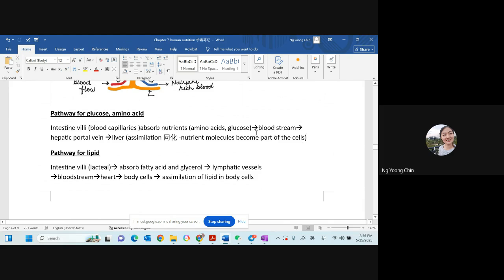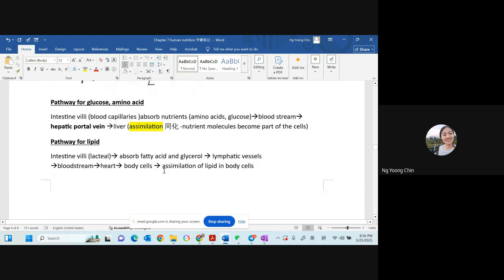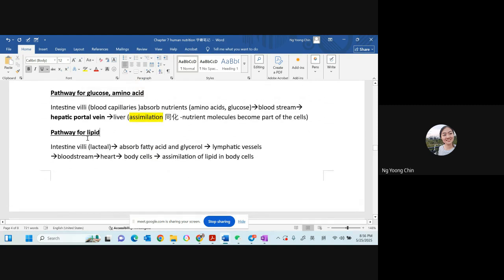From the nutrients into the bloodstream, they will enter into the hepatic portal vein until they reach the liver. From the liver, they undergo the process of assimilation, which is when the nutrient molecules become part of your body cells. Then how about the pathway for lipid? Once lipids enter into the lacteals, they will get into the lymphatic vessel, which is part of your lymphatic system. Then they will enter into the bloodstream and back to the heart.